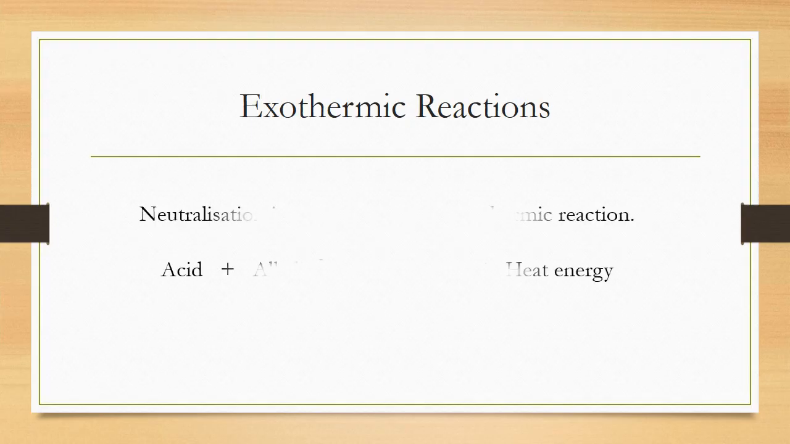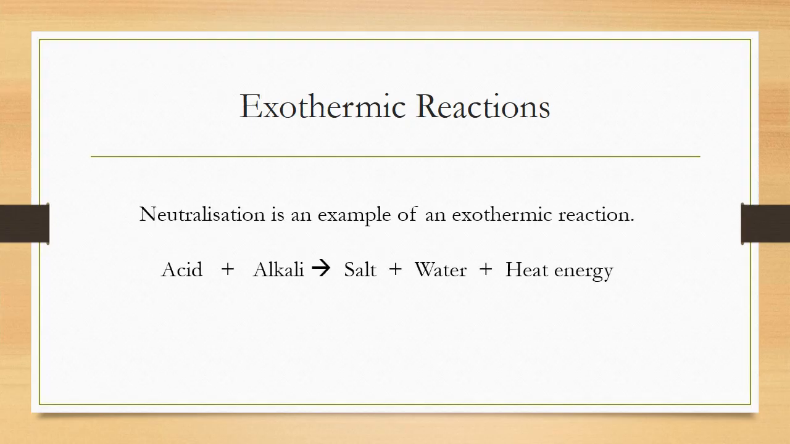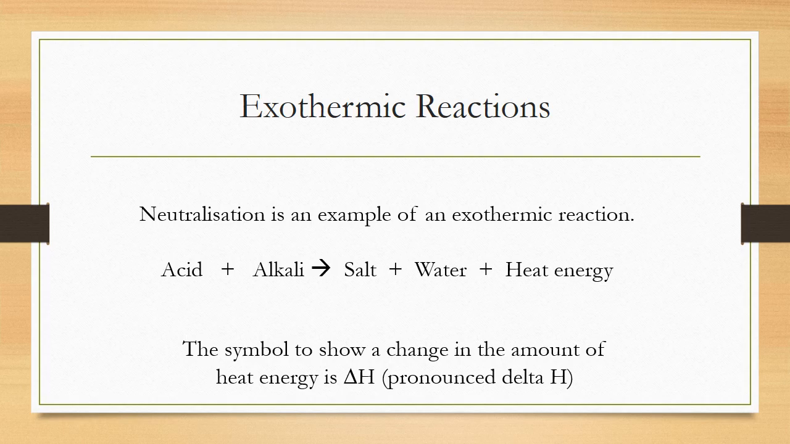So again, looking at exothermic reactions, here's an example. Okay, so the neutralization of an acid by an alkali, which you would have done last year, is an example of an exothermic reaction. Okay, so acid plus alkali gives salt plus water, but it also provides heat energy. Okay, so some heat energy involved. And the symbol to show a change in the amount of heat energy is delta H. Okay, pronounced delta H, and we're going to look at that in more detail later in the lesson. But essentially what happens is that heat energy is released.